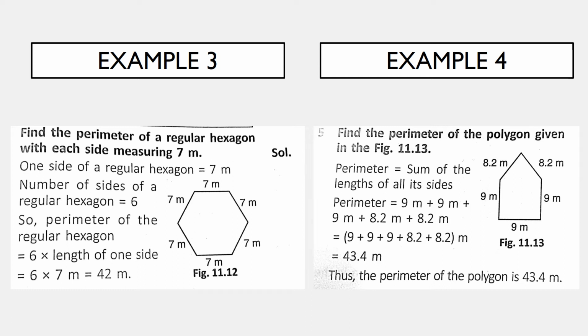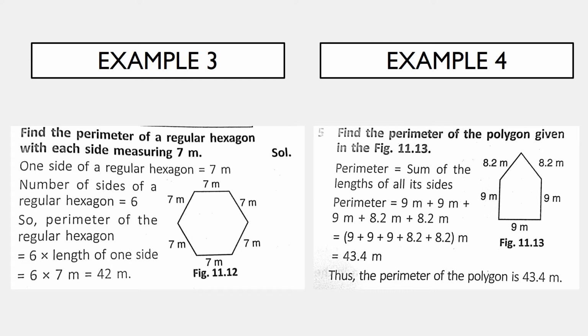Example 3. Find the perimeter of a regular hexagon with each side measuring 7 centimeter. Now, you all know that a hexagon has 6 sides. So, if you take one side as A, the formula will be 6 into A, that is length of one side. That is 6 into 7, which comes out to be 42 meter, because the length of one side is 7 meter. 6 sevens are 42. So the perimeter of this regular hexagon is 42 meter.